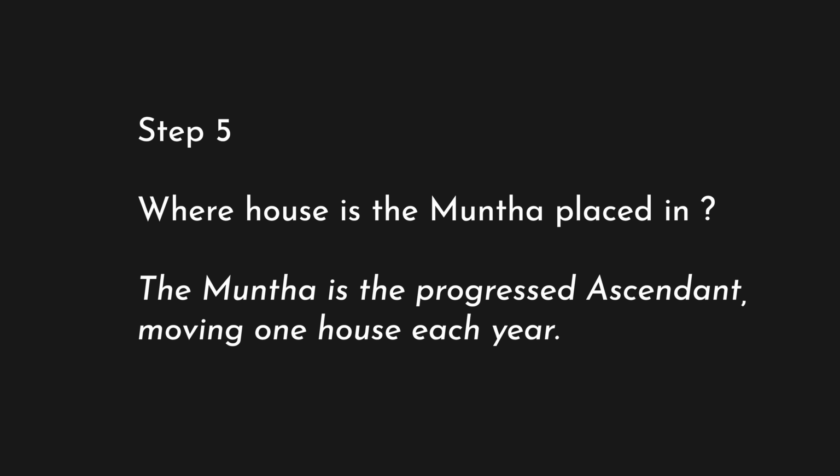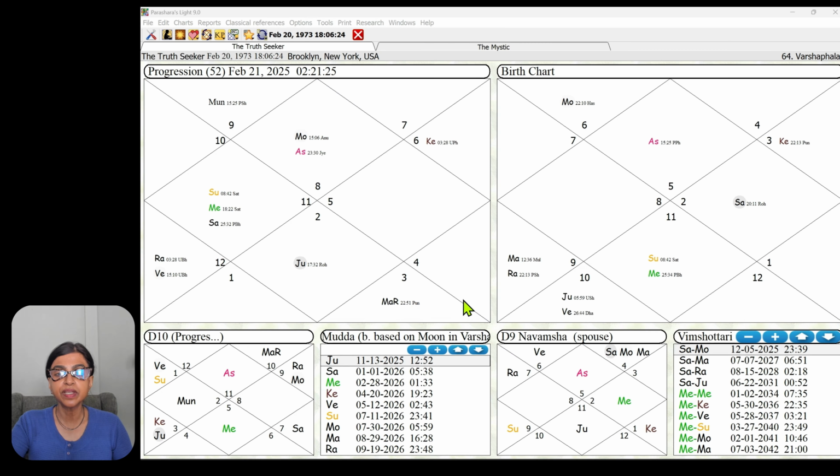Step number 5, we're now going to look at what's called the Muntha. The Muntha is a critical part of the Varshaphal. The classic definition is that it's the progressed ascendant, but what the heck does that mean? In your natal chart, when you're born, the Muntha is in your rising sign or your ascendant. And every year from that point, it moves one house. It will take 12 years to get back to your ascendant. The house the Muntha is in changes sequentially every year.